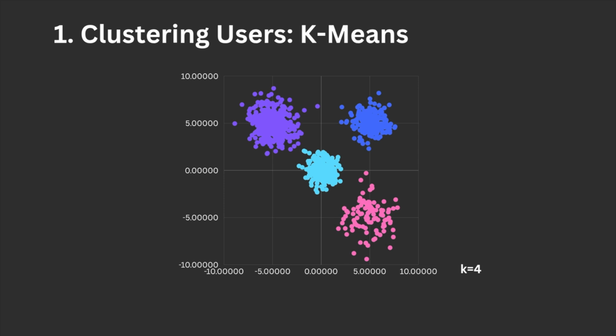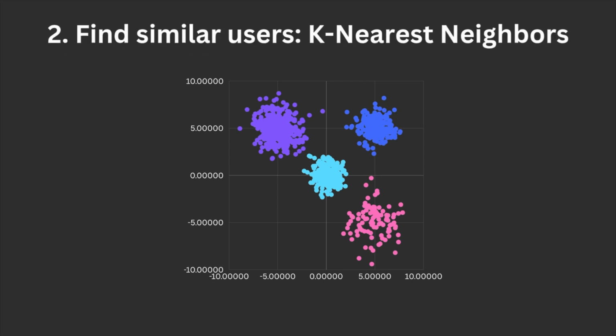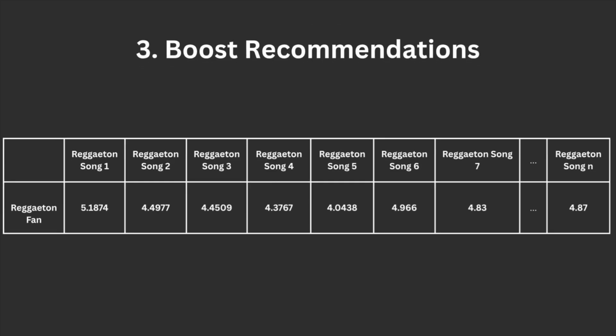Once all of the clusters are set up, when it's time to recommend songs, Spotify will look for users most similar to you within your cluster. This is where the idea of nearest neighbors comes in, and an algorithm called k-nearest neighbors helps find them. It uses distance measures to calculate how close you are to each other. So first, it finds your nearest neighbors. Then, it boosts songs those neighbors love.